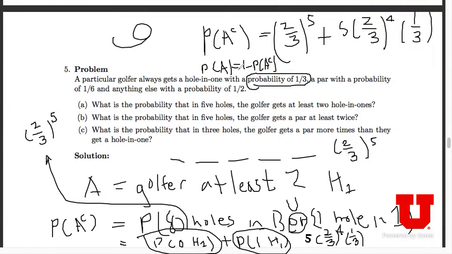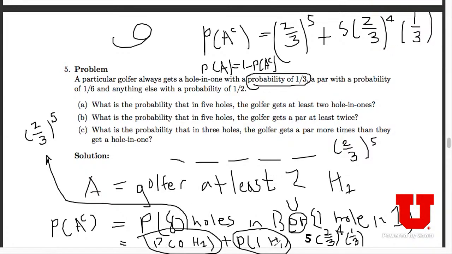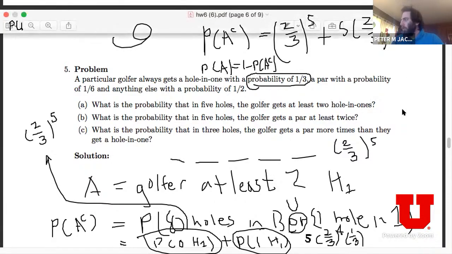Why is it that it's 5 times 2/3 to the 4th or whatever? So in computing the probability of 1 hole in 1, what we've really done is split this up into 5 disjoint events. So I'll just write it up here. The probability of 1 hole in 1, oops, there's a message in the chat.